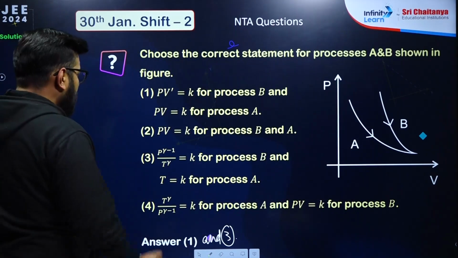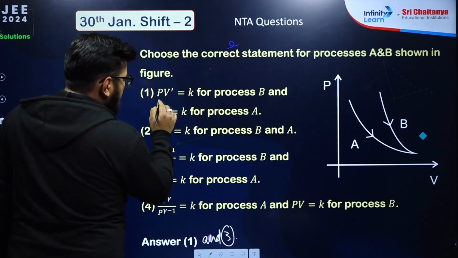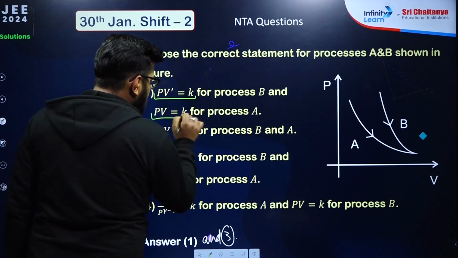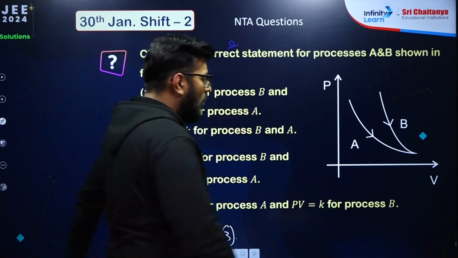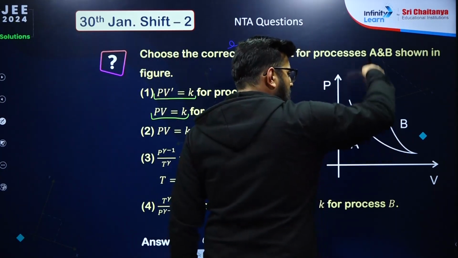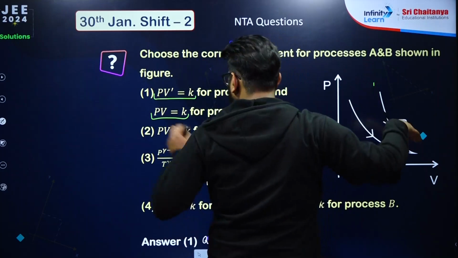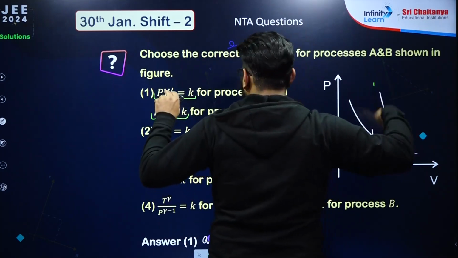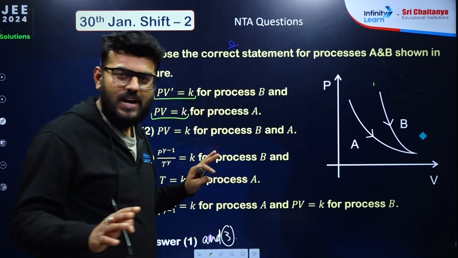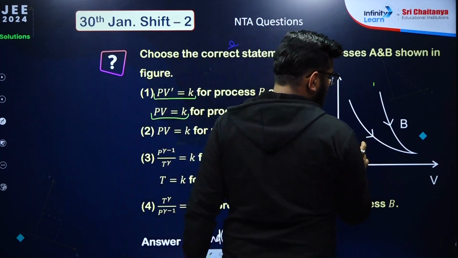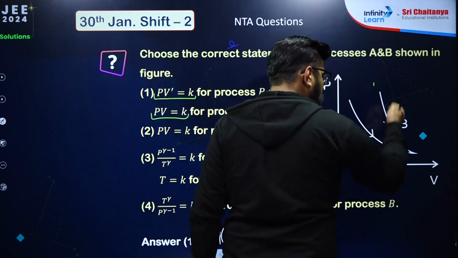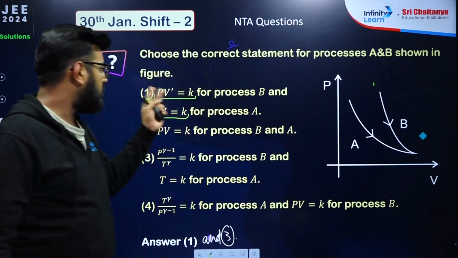So basically, the first option is saying PV^γ is equal to constant. The second one is saying PV equals constant for A. So obviously this can act like an isothermal process. And yes, this can act like PV^γ equals constant, wherein the exponent is gamma, right? This can act like an adiabatic process and that can act like an isothermal process. The adiabatic is also steeper. So this is perfectly fine.